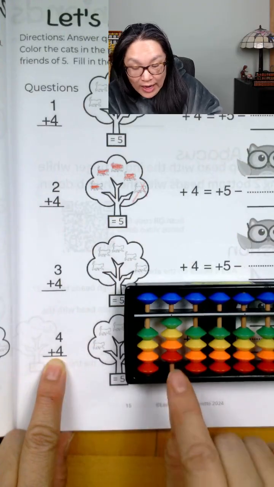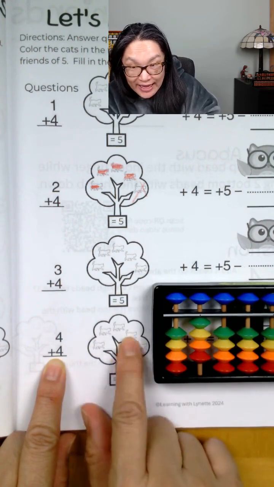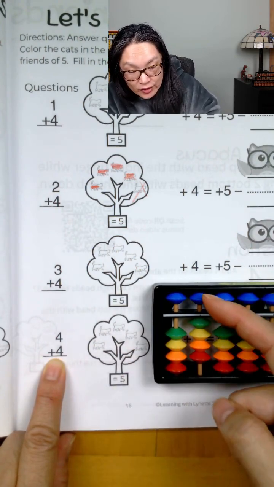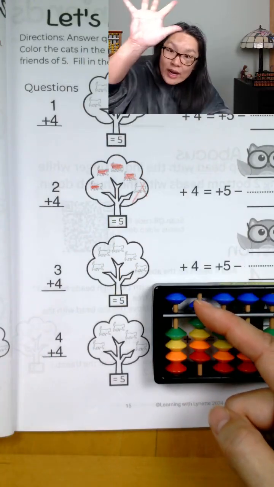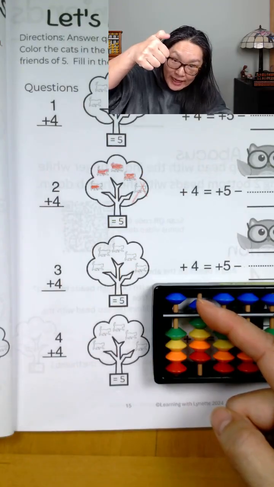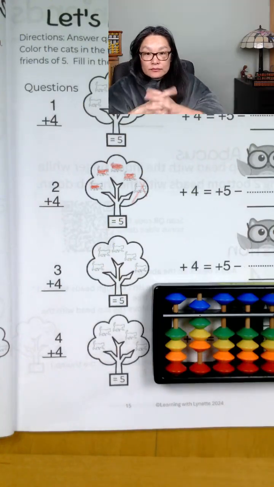Well, I don't have enough beads to plus the 4. So what do I do? I have to go to the cats in the tree. When I go to the cats in the tree, that's the 5. I go to the cats in the tree and I add my 5. But when I grab 4 cats, 1 cat runs away. So 1 cat runs away, just like that.